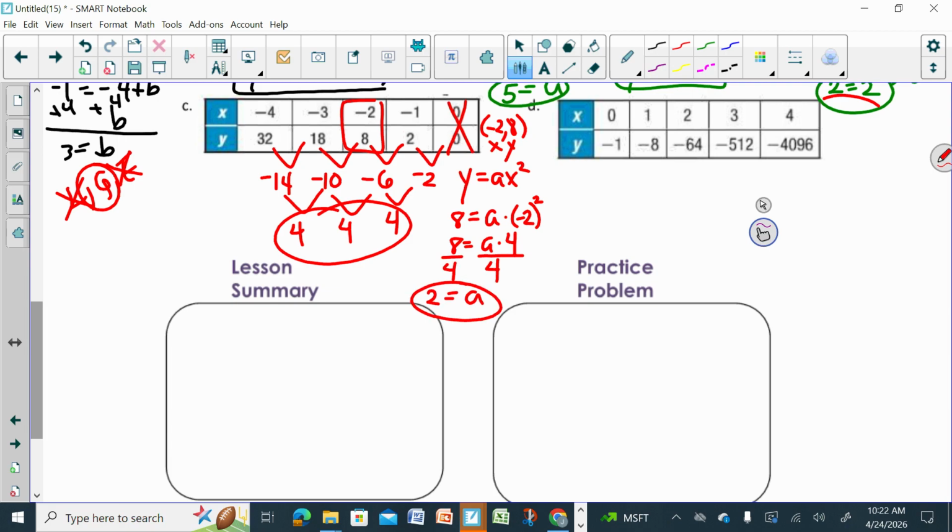Not done. That's the A value. Put it all together. y is equal to 2x squared. Let's check it. I'm going to use this one right here, (-3, 18). Just doing some mental math really quick. If I plug in x is -3 and I square it, I get +9. +9 times 2 is 18. Easy way to write your equations.